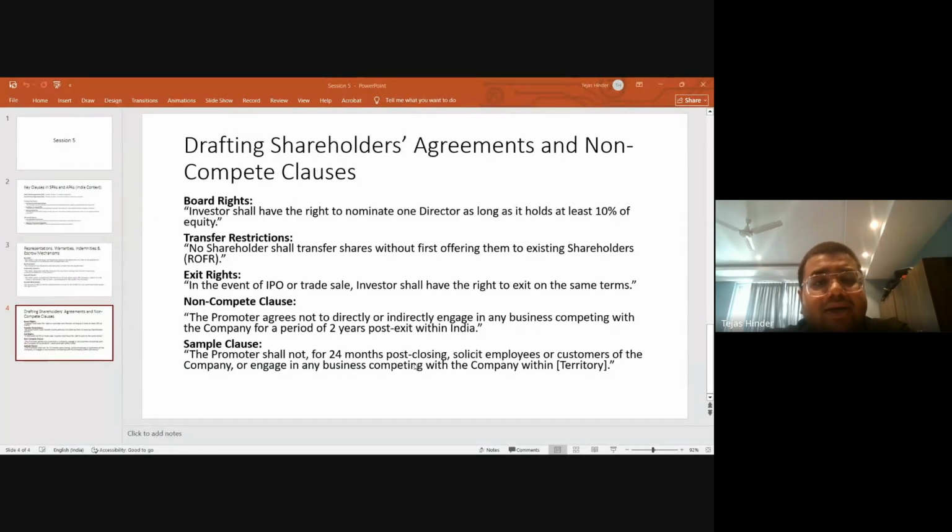Just one thing, when you're writing transfer restrictions, you need to ensure consistency with Section 58(2) of the Companies Act of 2013, which recognizes contractual restrictions on share transfers among private company shareholders. Your sixth clause will be your exit rights, which will include your IPO or trade sale and strategic sale rights, and your put and or call options, of course, subject to SEBI and RBI guidelines, especially in foreign investments.